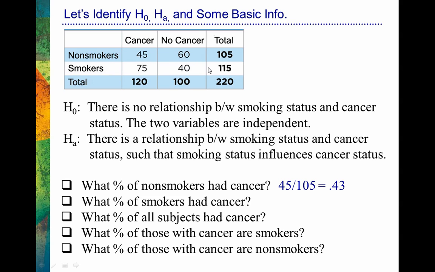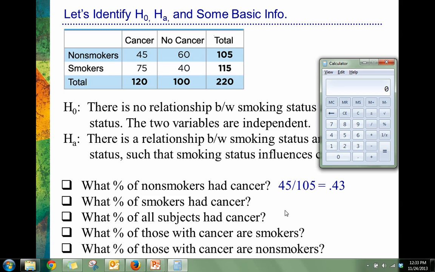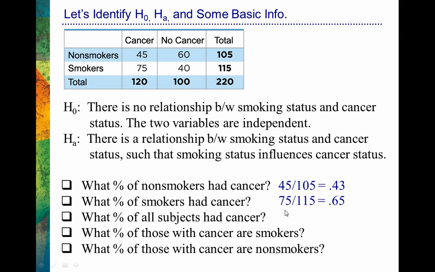Here, all the smokers are listed in this row. There are 115 of them. We want to figure out what percentage of them had cancer. There were 75 out of the 115. So again, we'll have the exact same type of layout as we had before. Now we've got 75 divided by 115. So we can use our calculator again. 75 divided by 115 equals 0.65 or 65%.